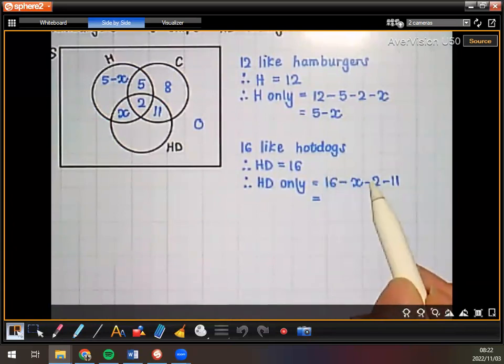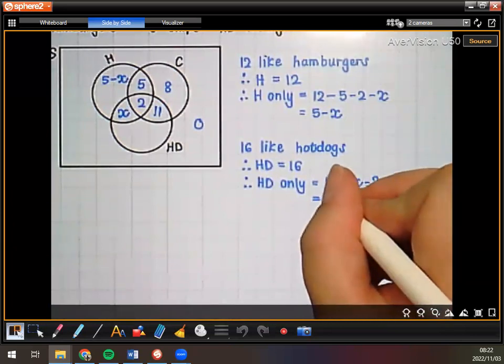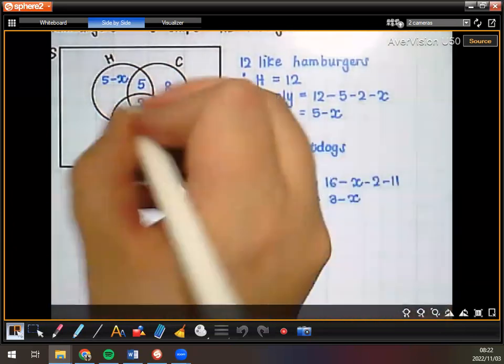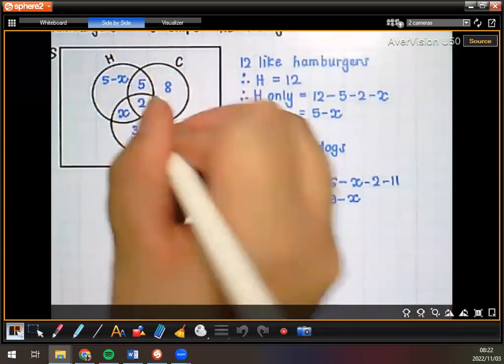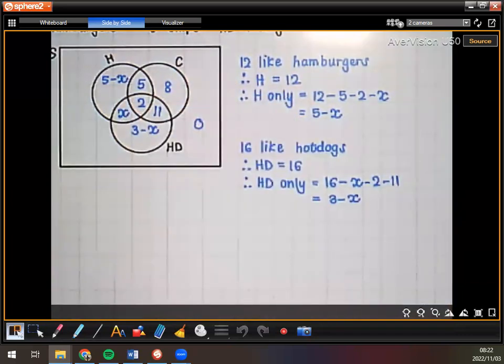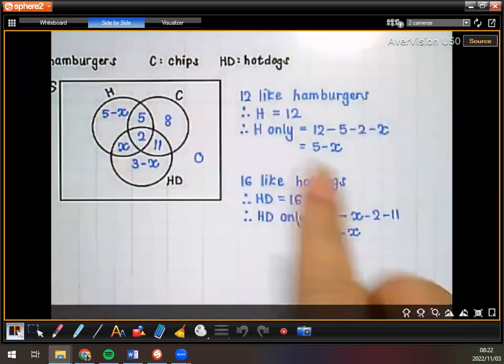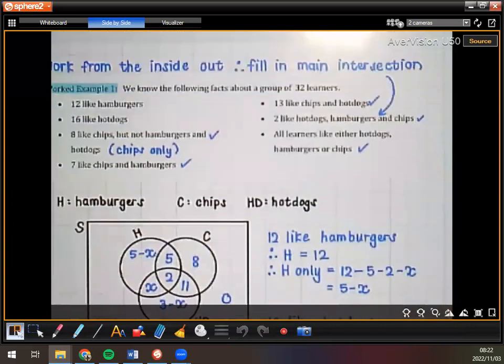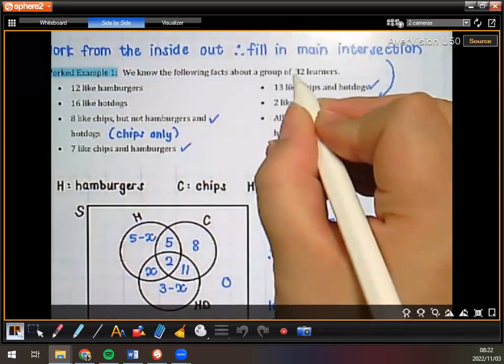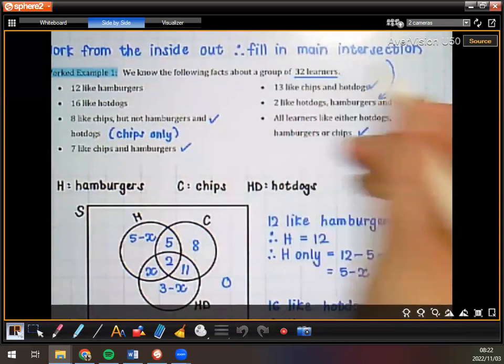Okay, now 16 minus 2 is 14, minus 11 is 3, right? So we're going to be left with 3 minus X for that section. Now I need to solve for X somehow, guys. And what we're going to do is use the total of all the people. How many people did they ask? What did they say here? 32 learners, hey? So that is going to be our total.